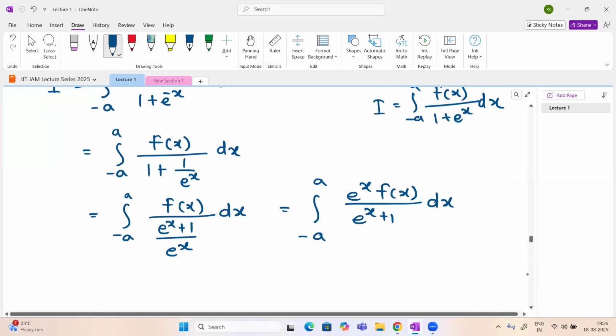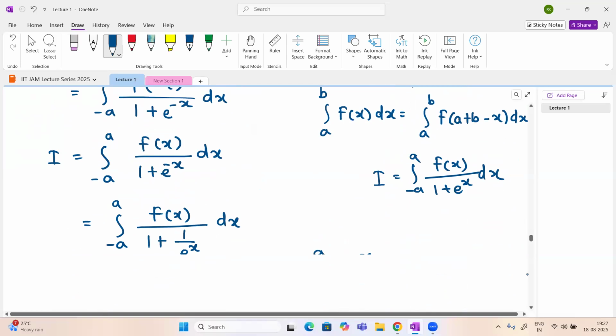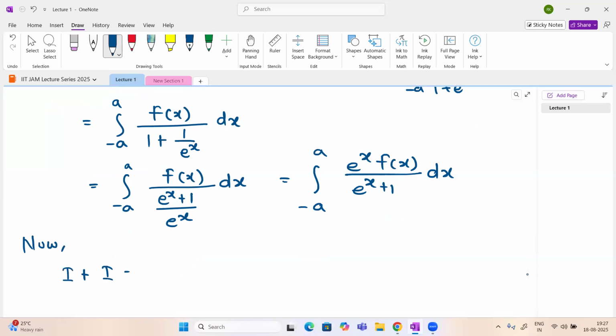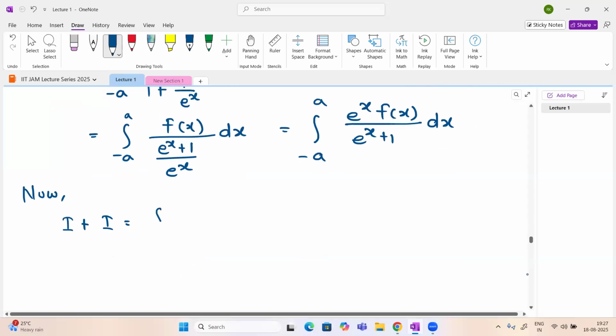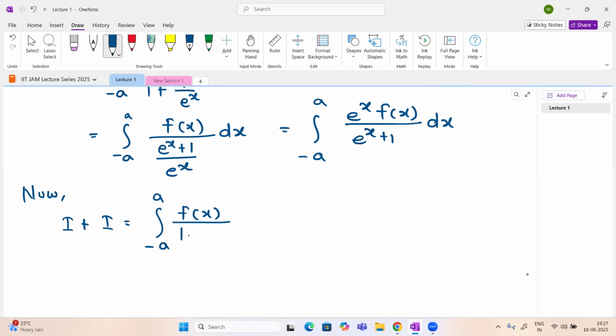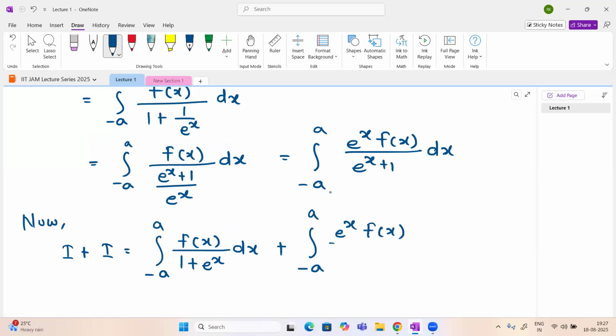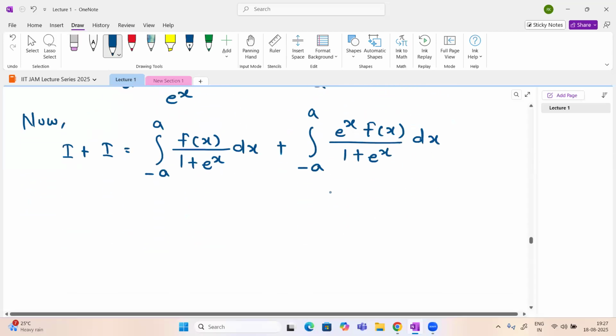We have the original I, and this is another I we have. So what will I do? I will add both I's. I plus I. Both are actually the same. The first one is the given value of I, that is minus a to a f of x upon 1 plus e raised to x dx. And now our calculated value of I, you can see on the screen, is minus a to a e raised to x f of x upon 1 plus e raised to x, or e raised to x plus 1. Both are the same. Any guesses what I need to do after this?